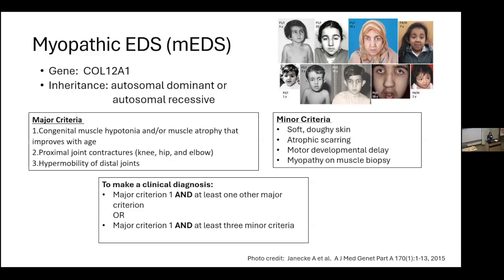So to make a clinical diagnosis of the myopathic type of Ehlers-Danlos syndrome, you want to see major criterion 1 and at least one other major criterion, or major criterion 1 and at least 3 of the minor criteria.